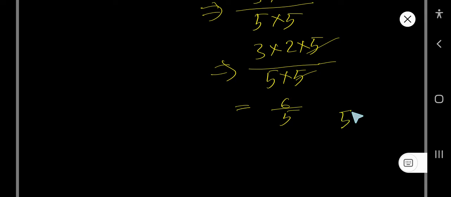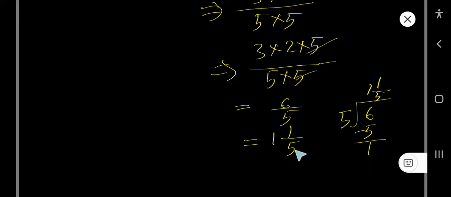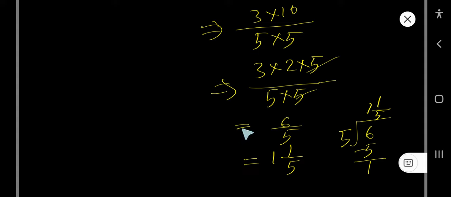How to do that? We need to apply the long division method. So 5 goes into 6 how many times? 1 time. 1 times 5 is 5. If you subtract, then we are getting 1. So this 1 will be the numerator and this 5 will be the denominator. So 6 over 5 as a mixed number, we get 1 and 1 fifth. So improper fraction to mixed number, right?